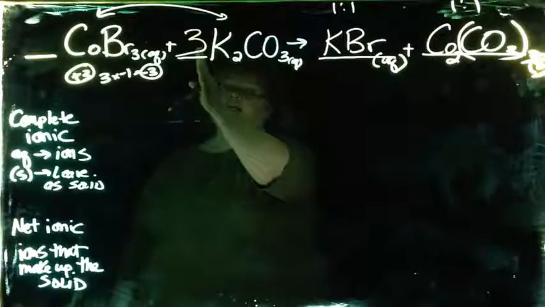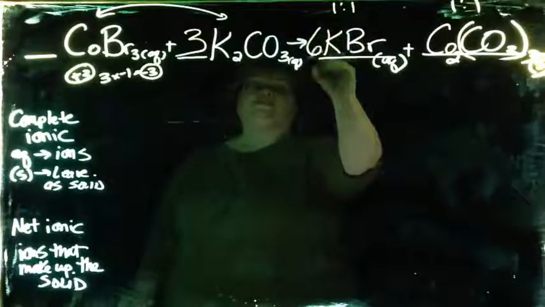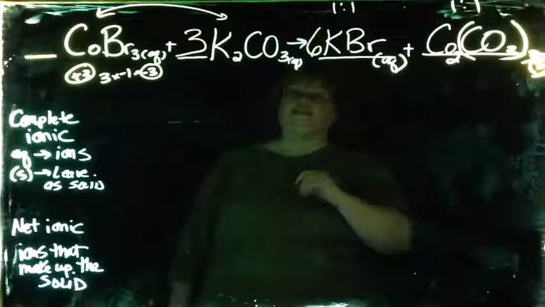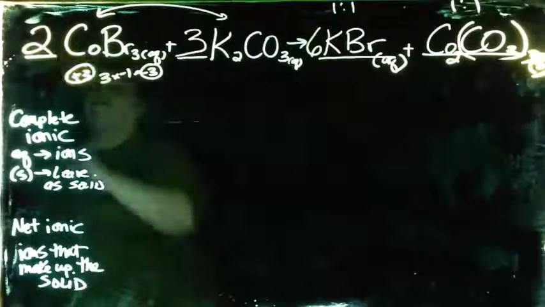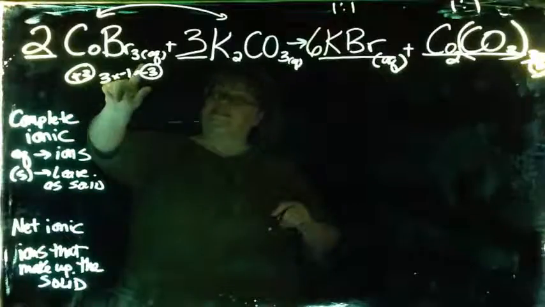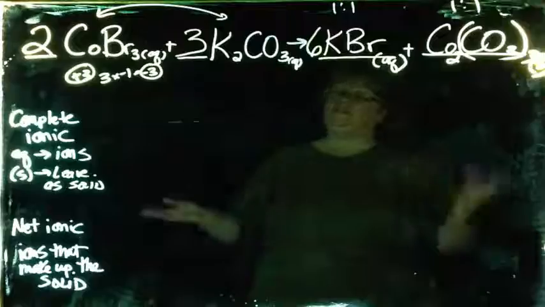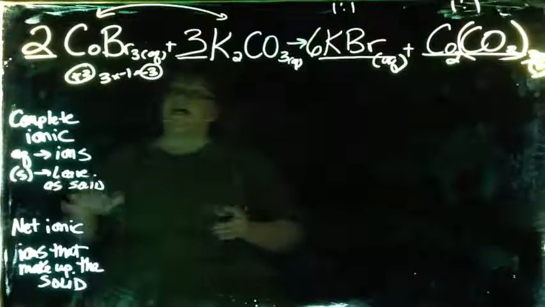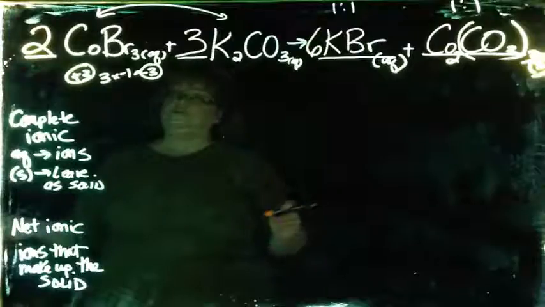I go back and I recalculate how many potassiums. There's 6. So I'm going to put a 6 in front of here to get that same amount on the other side. I recount now what's in this compound. I have 6 bromines. I need to put a 2 over here to get the 6 bromine. I have 2 cobalts and I have 2 cobalts. So it's balanced. Complete ionic, anything that's an ion, or aqueous I'm sorry, you're going to break that into ions.